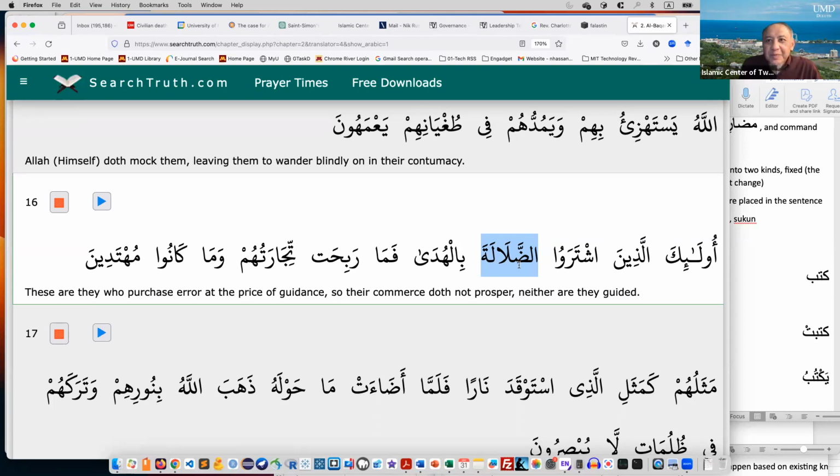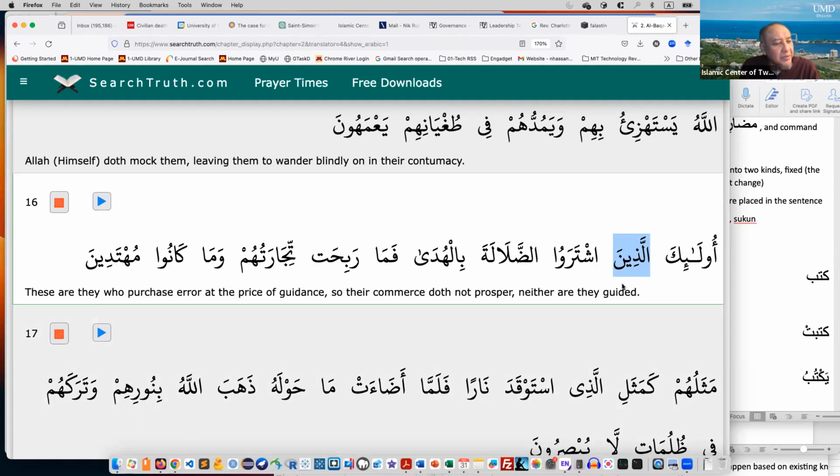What about alladhina? Alladhina is actually special. Are you asking about this one, Sister Fazil? Yes. Okay, so this is a topic that we haven't covered yet. It's a special ism, an ism mabni, which is an ism which does not change its form, but this is a special ism.